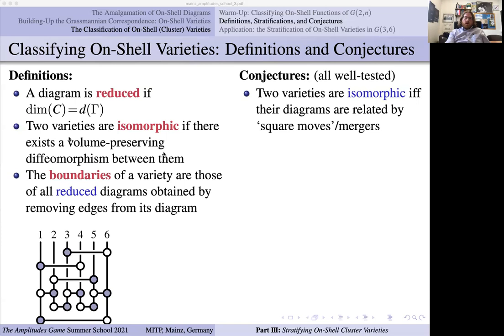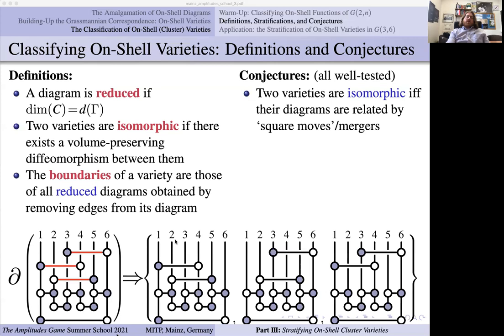So that means that if I look at this graph, I can put this on the computer. I delete every single edge separately, and I ask, what is the dimension of the space that survives? Is the resulting diagram reduced or not? And it turns out for this particular example that of all of the many, many edges inside this diagram, you can only remove three of them to result in a reduced daughter diagram.